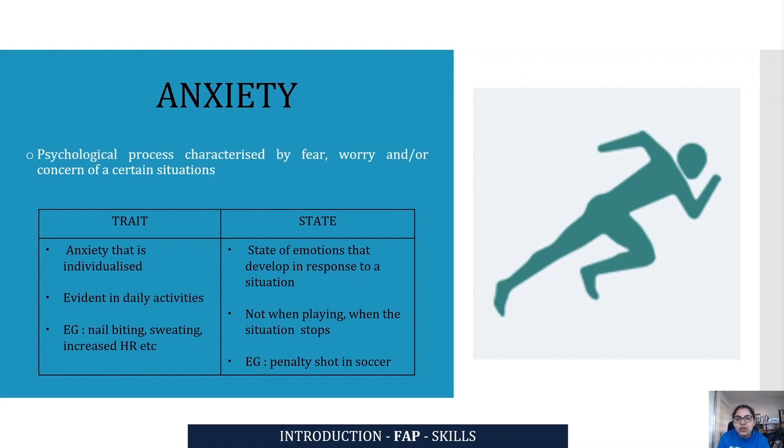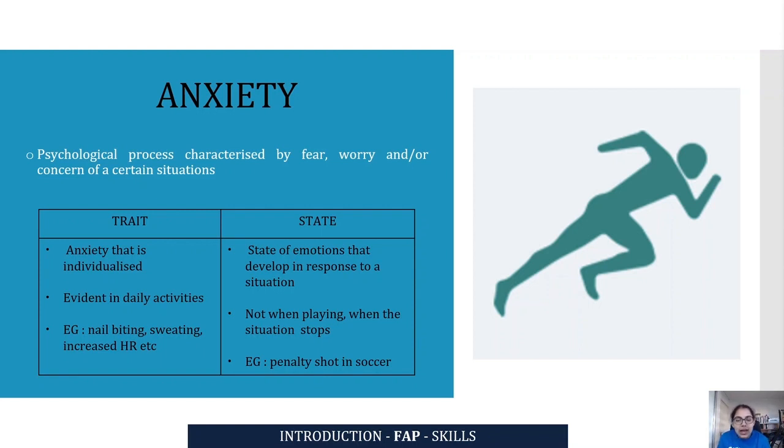So trait anxiety is anxiety that is individualized. It's something where you may generally be very anxious all the time. So it's evident in daily activities like nail biting, sweating, increased heart rate. State anxiety is when it develops as a result of a certain situation. For example, you are playing a big match and you are anxious then. So yes, you may have anxiety when you're in the middle of a game, but then it stops after the game.